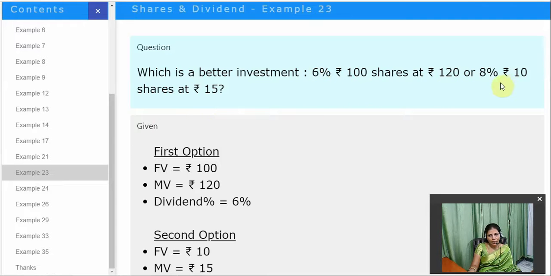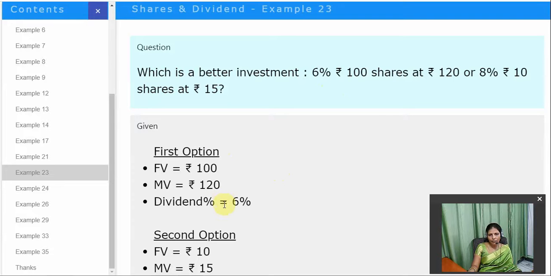And for the next company the face value is 10 rupees, the market value is 15 rupees and the dividend percentage is 8. Out of these two companies they are asking which is a better investment. Okay, so you need to find what is your return out of your investment in the first company and what is your return percentage out of the second company. Then comparing both you can find out which is a better investment. The better investment, in the sense of which company gives you more return percentage, that is a better investment for you, right?